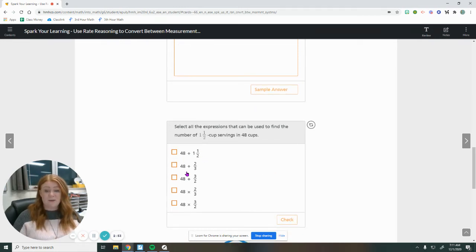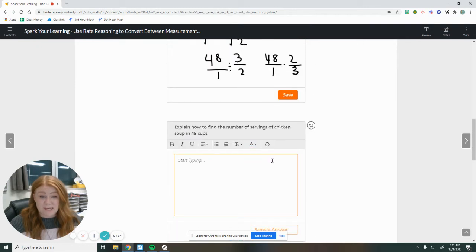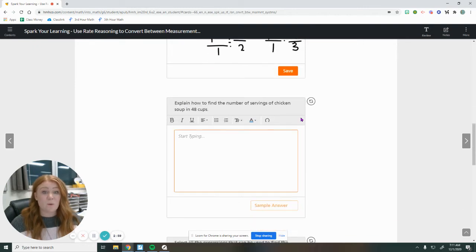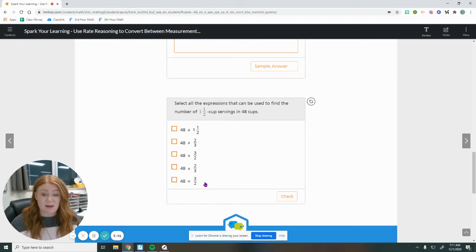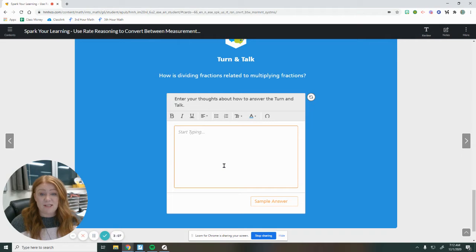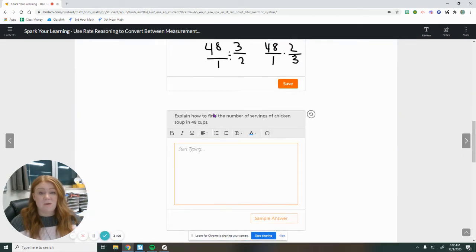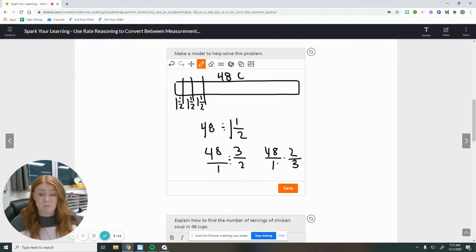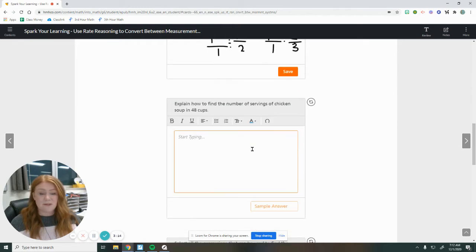Okay, so here it wants you to click any of them that are the same as these, or looks like there's some other ones that are representing the same thing. And then make sure on your turn and talk that you tell me how dividing fractions is related to multiplying fractions. So that's a good reminder of some things we did last trimester.